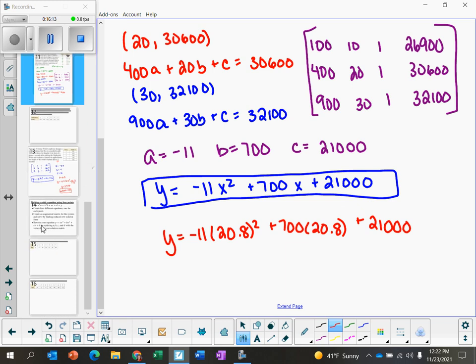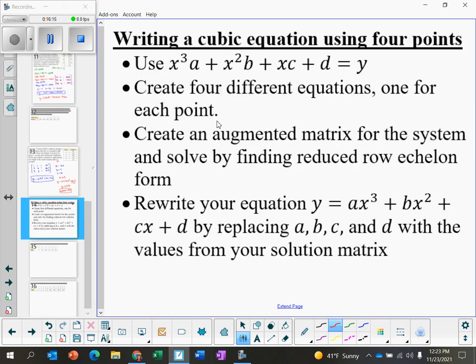All right, the last thing we're going to talk about is writing a cubic equation using 4 points. So it's very similar to how we just did the quadratics, except we need 4 equations instead of 3. And it's going to be x cubed times a plus x squared times b plus x times c plus d. So we're just adding another variable and everything kind of got pushed back one.